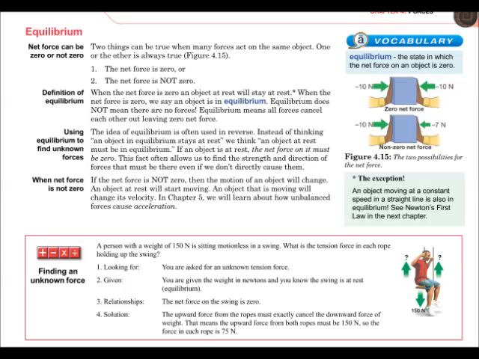The idea of equilibrium is often used in reverse. Instead of thinking an object in equilibrium stays at rest, we think an object at rest must be in equilibrium. If an object is at rest, the net force on it must be zero. This fact often allows us to find the strength and direction of forces that must be there even if we don't directly see what causes them. If the net force is not zero, then the motion of an object will change. An object at rest will start moving. An object that is moving will change its velocity. In Chapter 5, we will learn about how unbalanced forces cause acceleration.